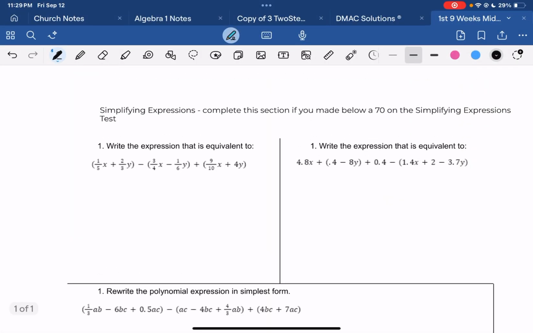All right, guys, this is the simplifying expressions reteach.